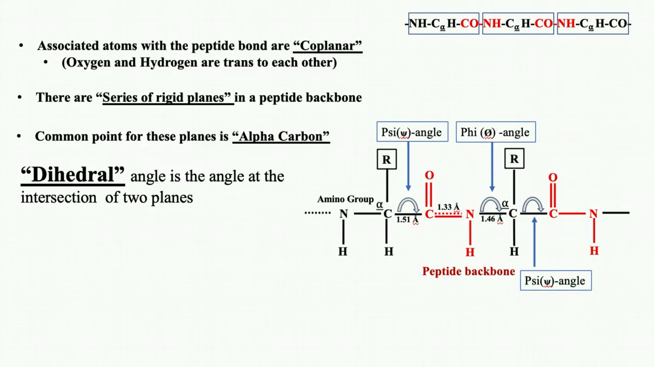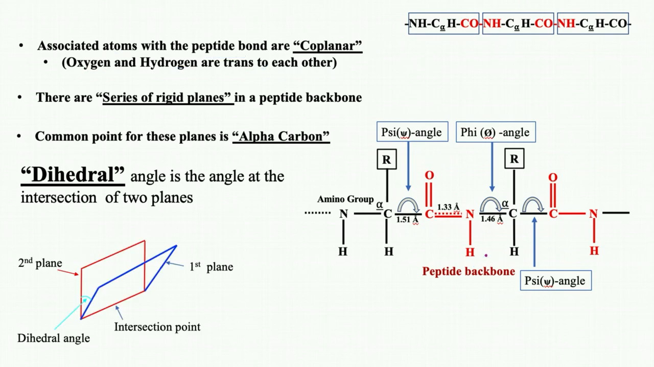The other characteristic of the peptide bond is that all the atoms associated with a peptide bond are coplanar. I will talk about what is meant by coplanar in a moment. They are coplanar in a way that oxygen and hydrogen are trans to each other. Now this is the peptide backbone, so oxygen is here and hydrogen is here, and they are trans to each other.